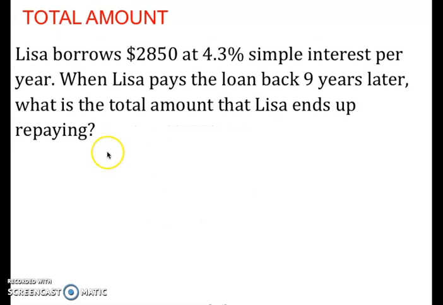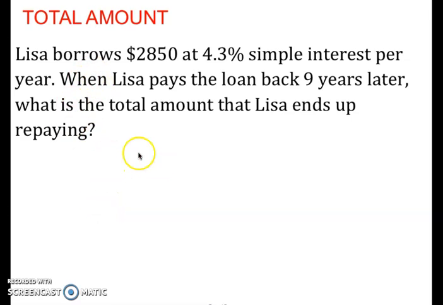Using the simple interest formula, we also can figure out the total amount that somebody has in their bank or the total amount that they borrow. So let's see how this works. Lisa borrows $2,850 at 4 3/10% simple interest per year. When she pays back the loan 9 years later, what is the total amount she ends up repaying?